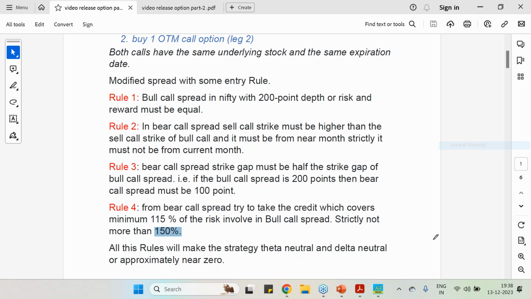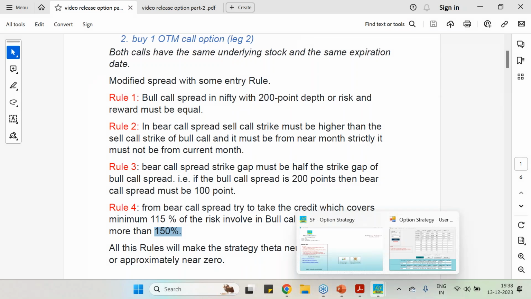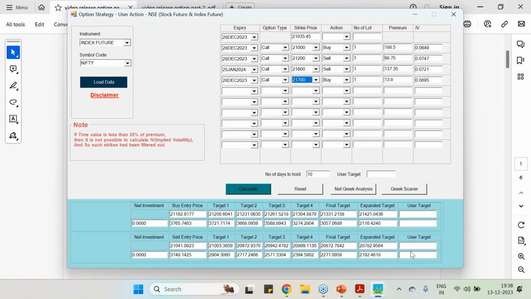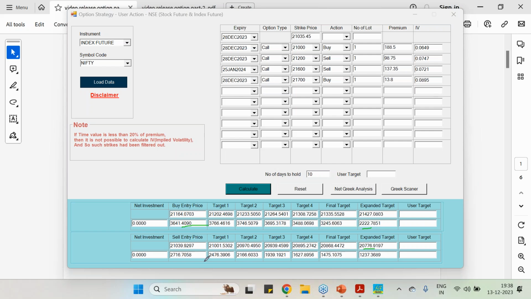So you understood. Now we'll analyze this profit and liability. If we have followed this rule and we hold this strategy for the coming 10 days, then what will the profitability be? It is telling that if Nifty goes up to 21,164, 200, 400, we will be making 3,600 to 2,200 profit. Or if Nifty falls back to 20,766 or much below that, still we are making some profit, 1,200.